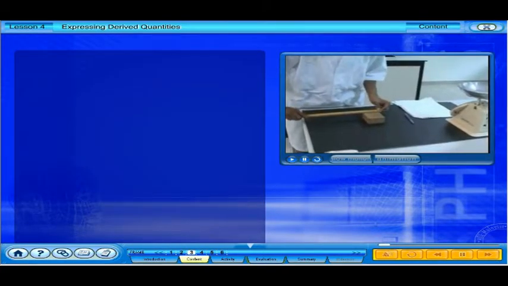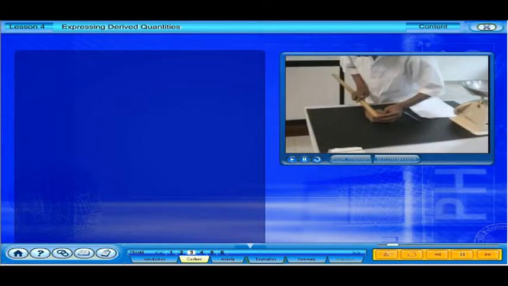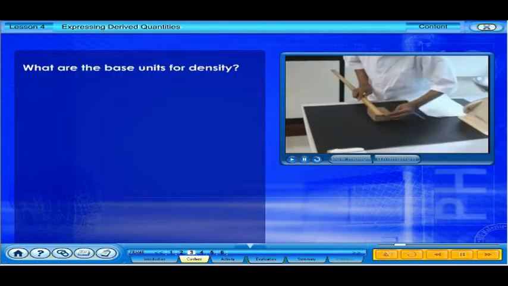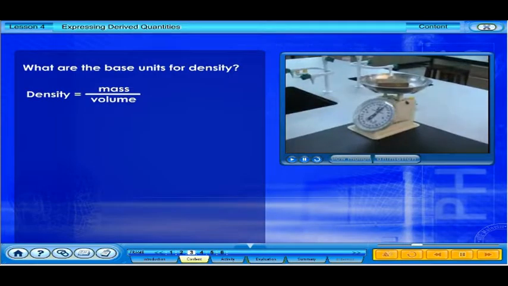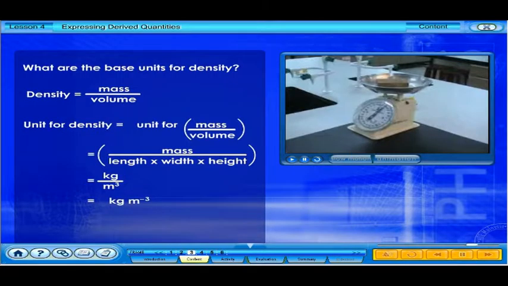A student calculates the density of a wooden block from its volume and mass. What are the base units for density? He knows that density is mass divided by volume. Therefore, the unit for density is equal to the unit of mass divided by volume. Let's work out the base unit for density. This is equal to unit for mass divided by length times width times height, which is kilogram per cubic meter.